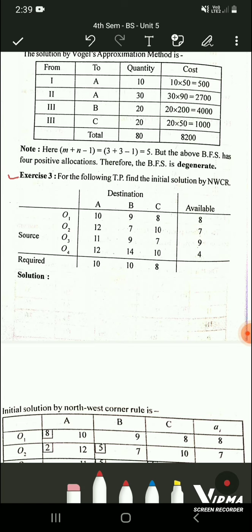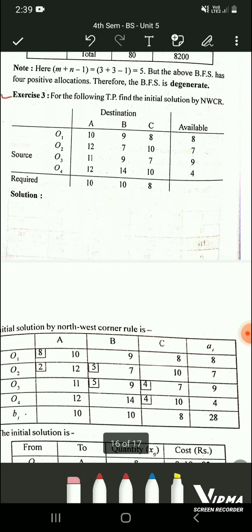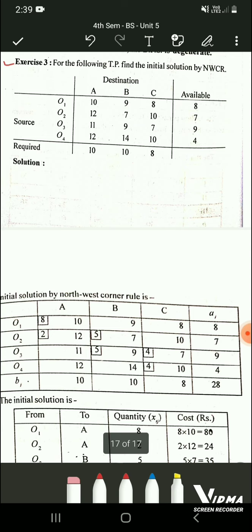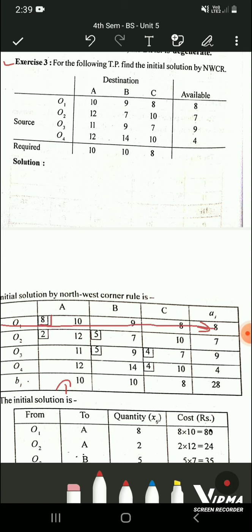So the last problem is, for the following transportation problem, find initial solution by northwest corner rule. They have given a formulated transportation problem with 4 origins and 3 destinations A, B, C. Cost matrix is given and availability and requirement is given. So in northwest corner rule, the first step is to make the allocation in cell 1-1. So you have to make allocation between 8 and 10. Minimum value is 8. So therefore this complete one is vanished, and you are remaining with 2.